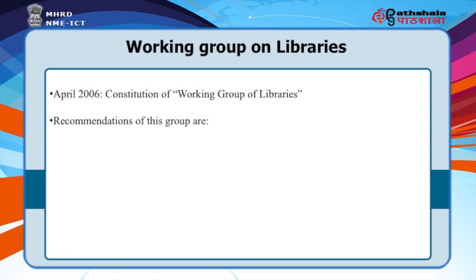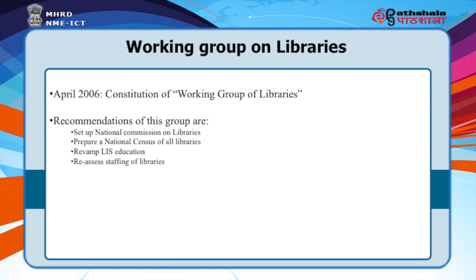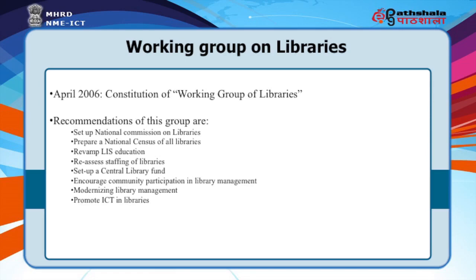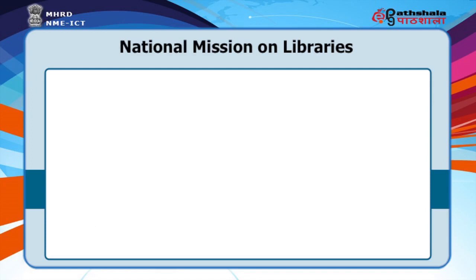Important recommendations of this group are to set up a National Commission on Libraries, prepare a national census of all the libraries, revamp LIS education, reassess staffing of the libraries, set up a library fund, encourage community participation in library management, promote ICT in libraries, facilitate donations and maintenance of private collections, and encourage public-private partnership in the development of libraries and information centers.